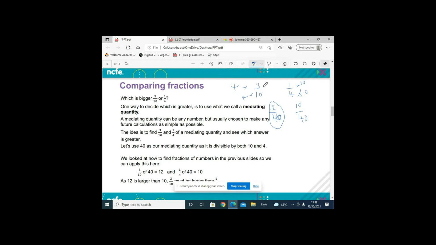What's the common LCM for 3/10 and 1/4? Sorry, the common LCM for 10 and 4 is 40. I want to make this one now, take this one to 40. So what you are doing to the bottom, you have to do it to the top too.